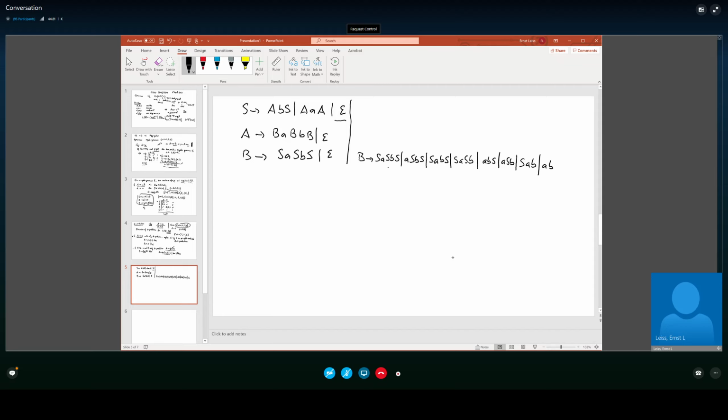So I have 1, 2, 3, 4, 5, 6, 7, 8, which is of course what I need, because I have 3 places, and each of those 3 places could either be replaced by epsilon or not. So in general, if I have n places, then obviously I have 2 to the n different ways of doing that. And so in this case, it is 8, because 2 to the 3rd is 8. And so then I have epsilon. So this is now the new B productions.